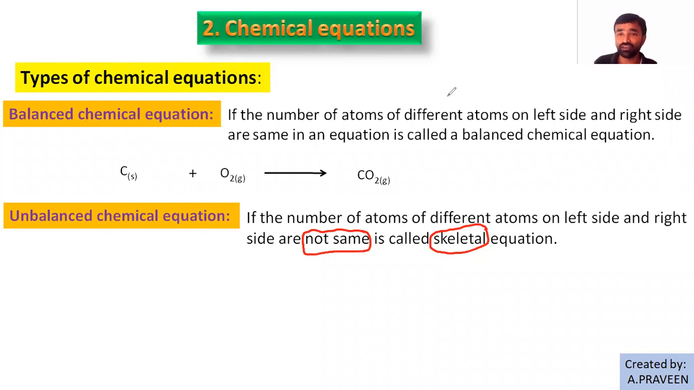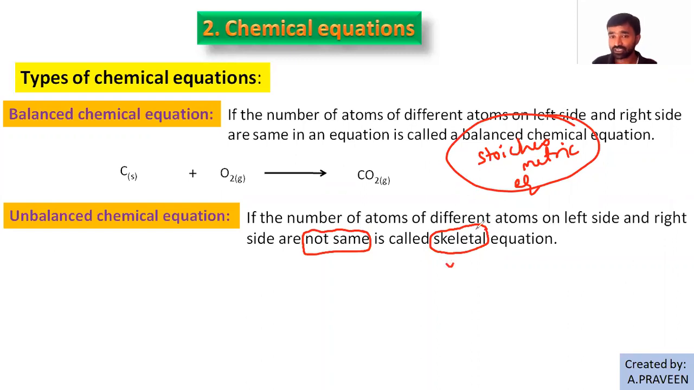The balanced chemical equation is also called a stoichiometric equation. Balanced chemical equation, another name, stoichiometric equation. Unbalanced chemical equation, another name, skeletal equation. So here we got two different names: for balanced chemical equation, stoichiometric equation; for unbalanced chemical equation, skeletal equation.